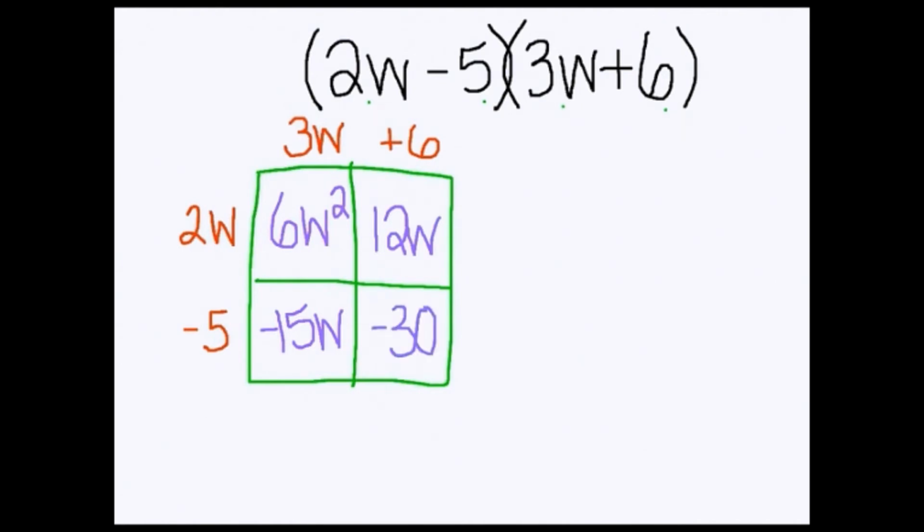Again, we see that our diagonals line up, so we know our final answer is going to be 6w squared, negative 15 plus 12 is negative 3w, minus 30. If you got this correct, then you understand how to do the box method.